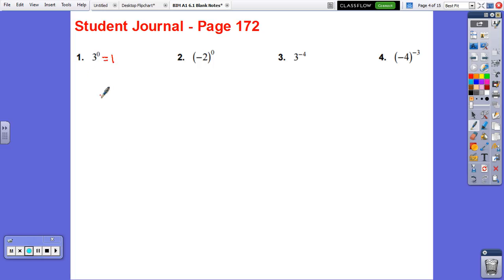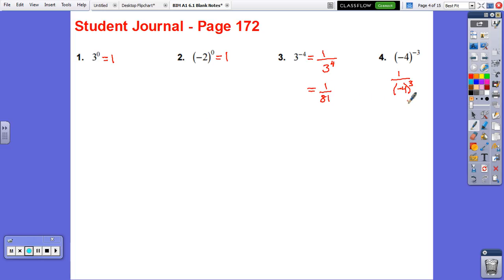Alright, so you should have paused the video. 3 to the 0 is 1. Negative 2 to the 0 is still 1. 3 to the negative 4, this is using our negative power, and so we bring it down here, 1 over 3 to the 4th. And then negative 4 to the negative 3rd, we do 1 over negative 4 to the 3rd. Now on all of these, we can find the answer using a calculator. For example, type in 3 to the 4th power, and you should find that that's 81, so this answer is 1 over 81.